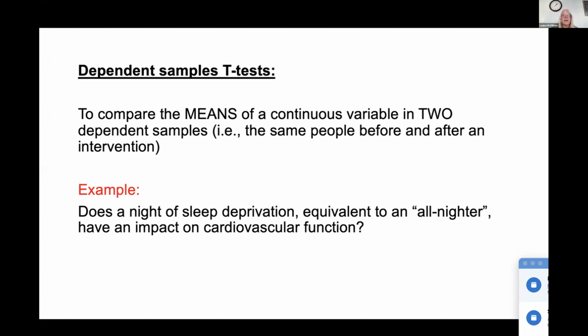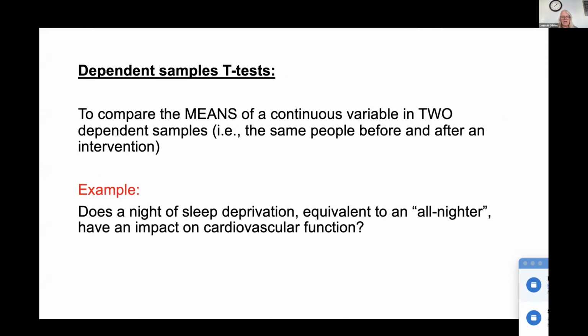And so there's also a dependent samples t-test. What that means is you're still comparing the means of a continuous variable in 2 groups, but these groups are dependent on each other. So these could be the same people before and after an intervention. That would be a dependent t-test, right? Because you're not having 2 separate groups of people. These are the same people, you're doing an intervention, and then you're looking at whether there's a difference.